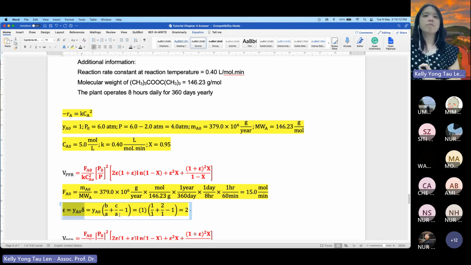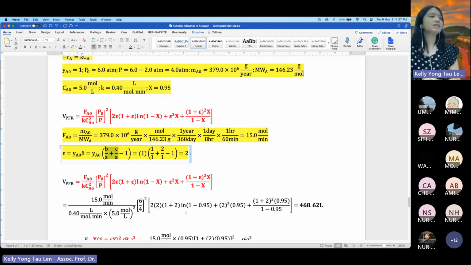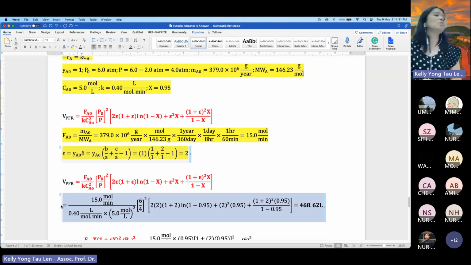So that's why it becomes B per A plus C per A. Ingat sebab dalam kes ni B dan C adalah produk. Sebab tu tambah. Minus 1, technically A per A. So you get your epsilon as 2. Okay, so now you can replace in the big equation. You will get the reactor volume as 468.62 liter. Okay, so baru cari conversion dalam PFR.